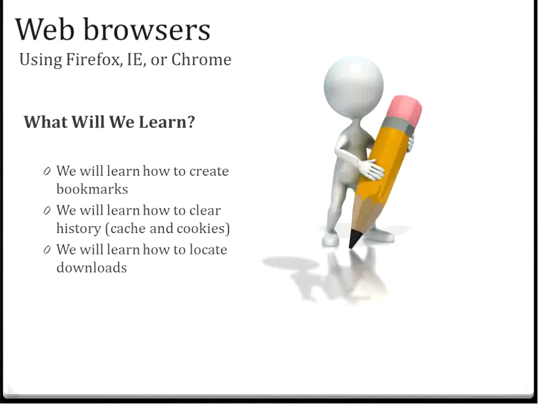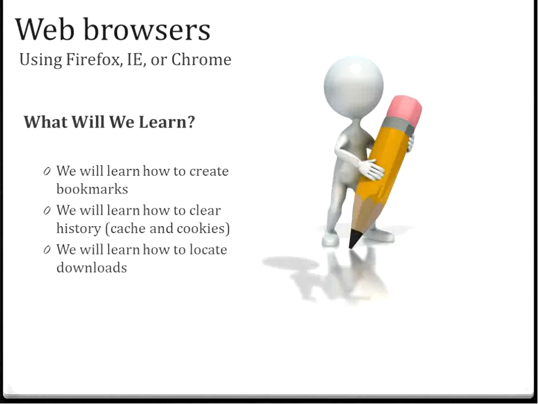So next, to wrap it up with the last two sections, we're going to go over web browsers, best usage, and then computing, best usage. So in this section, we're going to learn how to create bookmarks, how to clear our history, how to locate downloads, and also how to disable the tracking features.